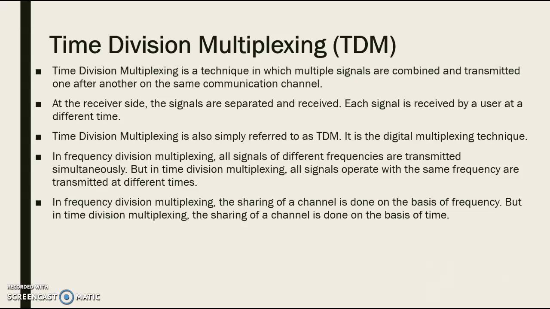In frequency division multiplexing, all signals of different frequencies are transmitted simultaneously. But in time division multiplexing, all signals operating with the same frequency are transmitted at different times. In frequency division multiplexing, the sharing of a channel is done on the basis of frequency, but in time division multiplexing, the sharing of a channel is done on the basis of time.